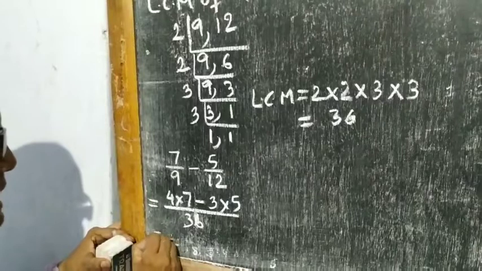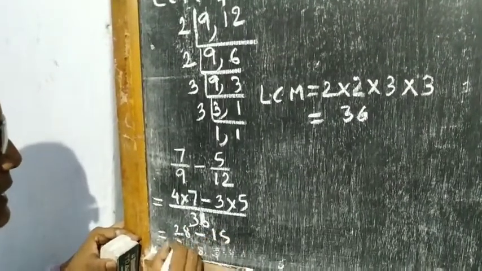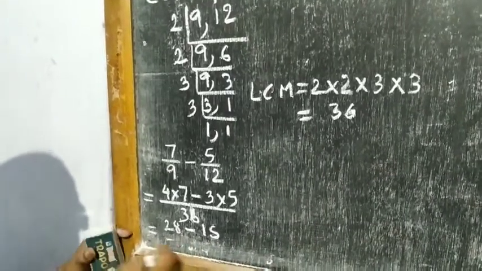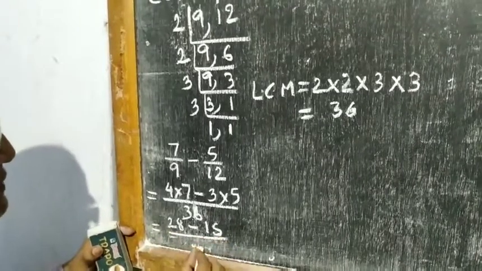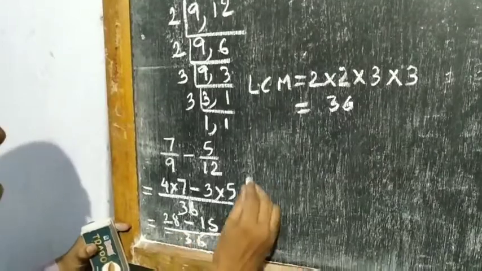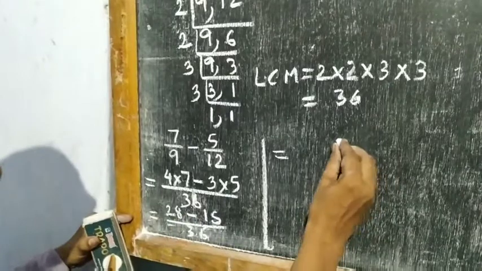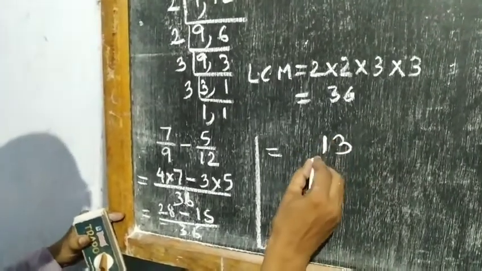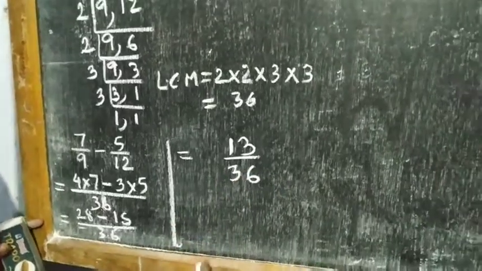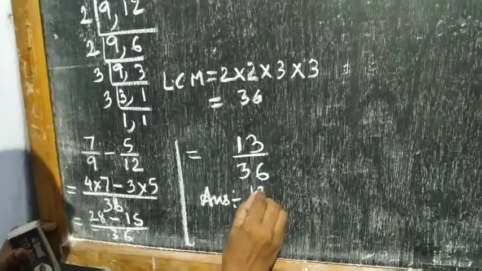Now 7 fours are 28 and 5 threes are 15. So 28 minus 15 by 36. So how much is it coming? 8 minus 5, 3, 2 minus 1, 1. 13 by 36. So the answer is 13 by 36.